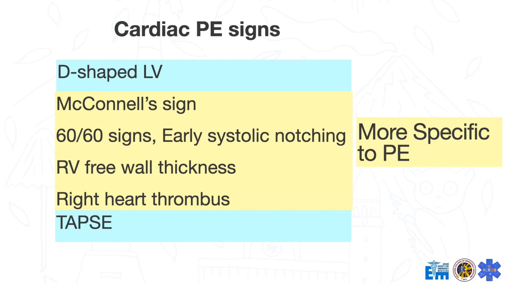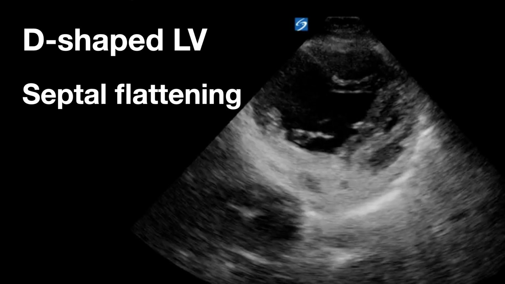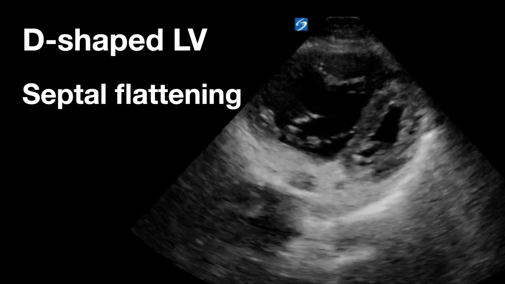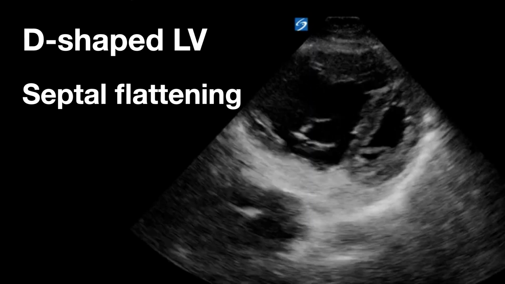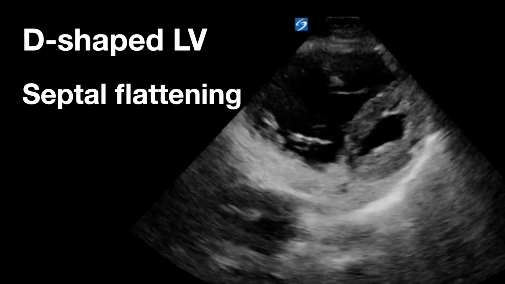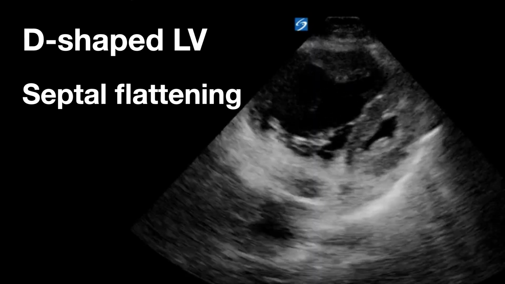Other cardiac PE signs are D-shaped LV and signs that are more specific to PE, highlighted in yellow here, which are McConnell sign, 60-60 sign, early systolic notching, RV free wall thickness, and right heart thrombus, and another sign for PE is TAPSE. The second sign: in parasternal short axis view, interventricular septal flattening, the so-called D shape of LV, can be seen because of a decrease in LV filling and higher pressure in RV.